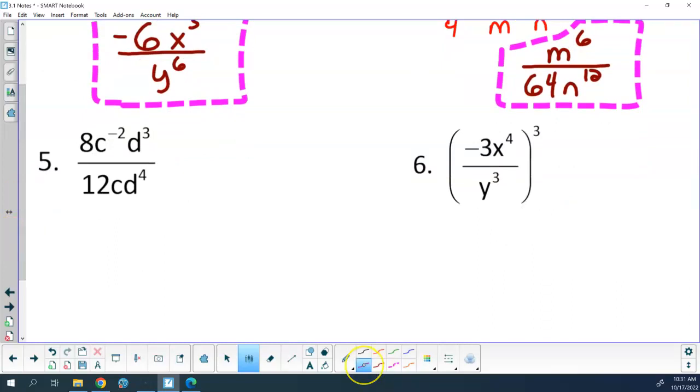On this one, on number 5 here, 8 and 12 don't have any exponents on them, but they can still be reduced because the fraction 8 over 12, 8 can be divided by 4, 12 can be divided by 4. So that would end up being 2 over 3.